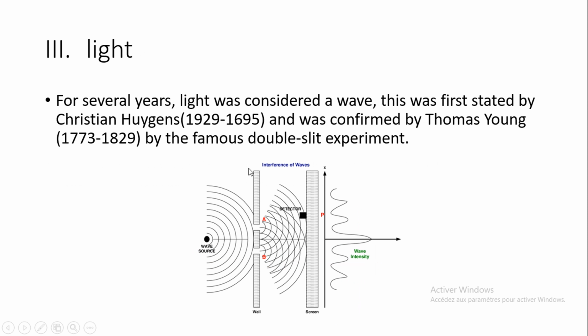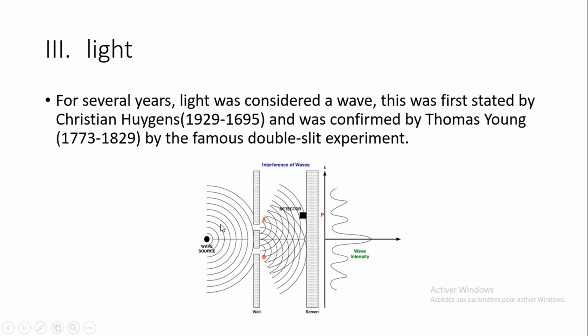So now moving to light, and here starts the wave particle duality. For several years, light was considered as a wave. This was first stated by Christian Huygens and was confirmed later by Thomas Young by the famous double slit experiment. So if we take light for example, and at first we didn't know it was a wave.